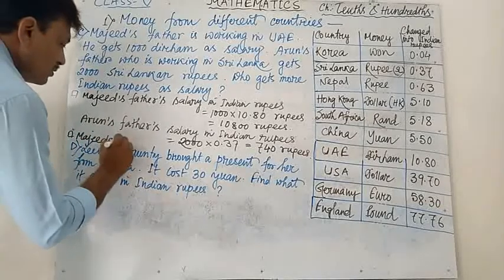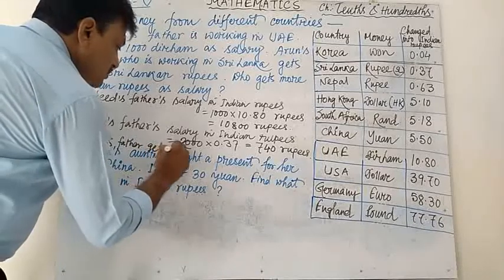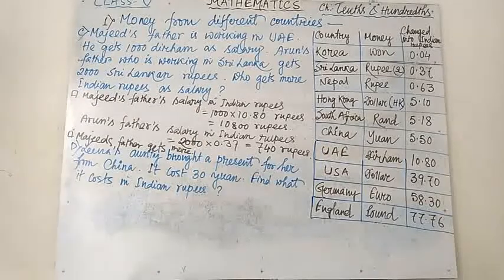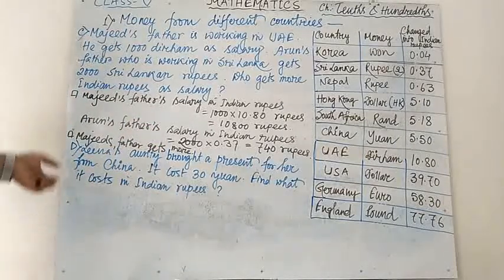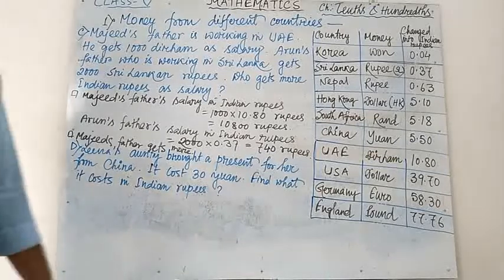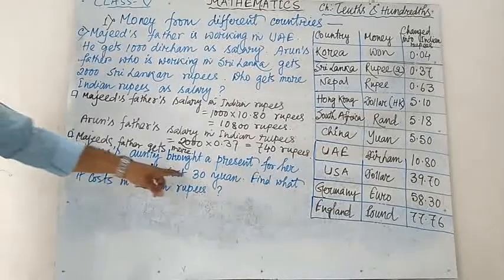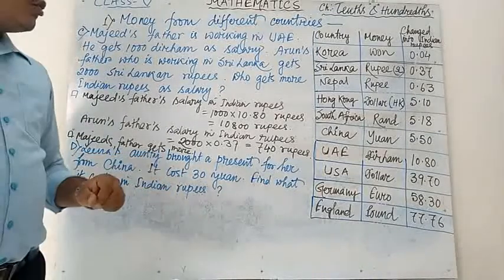So the answer is Majid's father gets more. Majid's father gets more salary in Indian rupees. Now on to the next problem, number D. Lina's auntie brought a present for her from China. It cost 30 yuan. Find what it costs in Indian rupees.